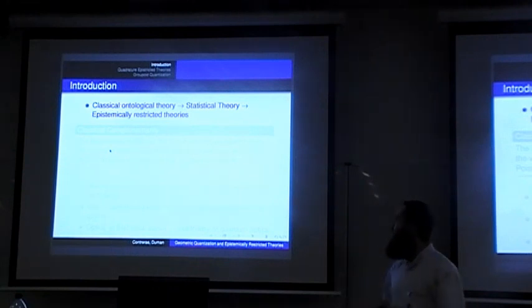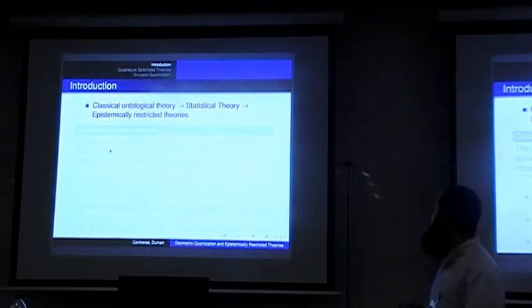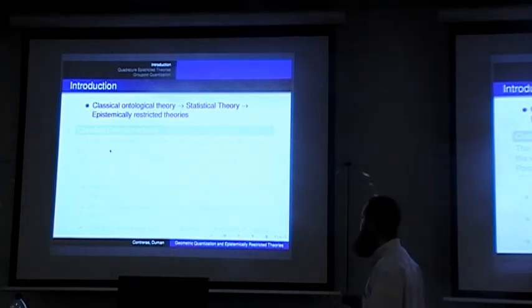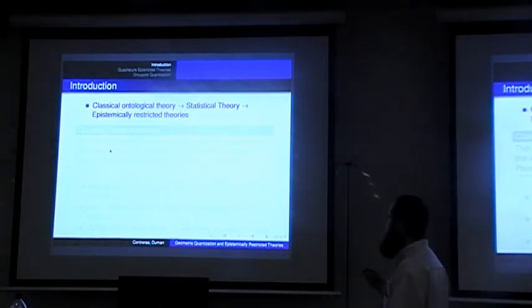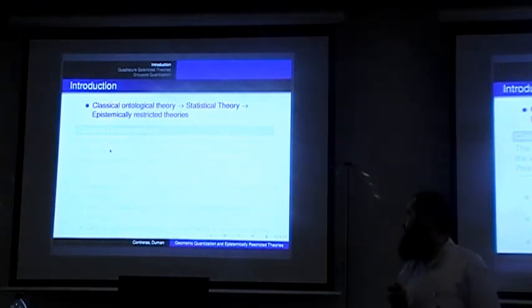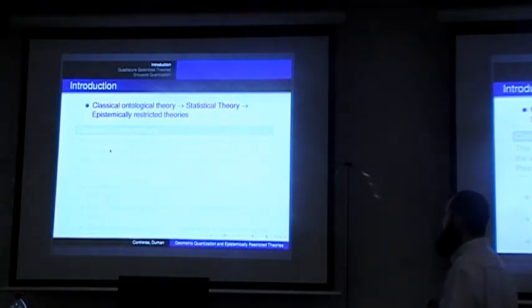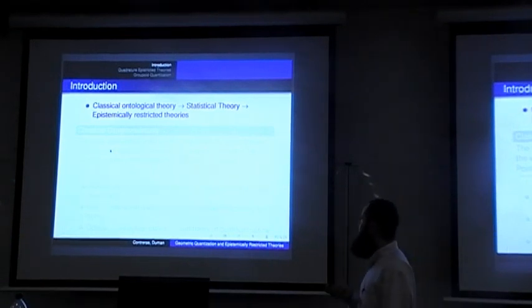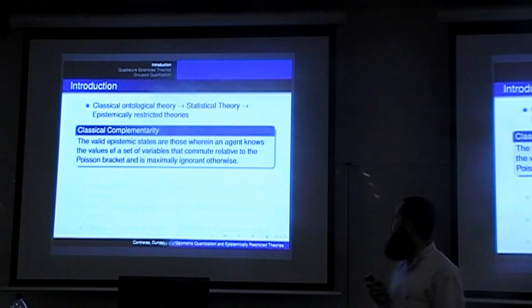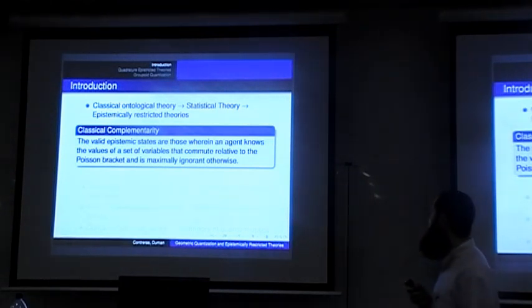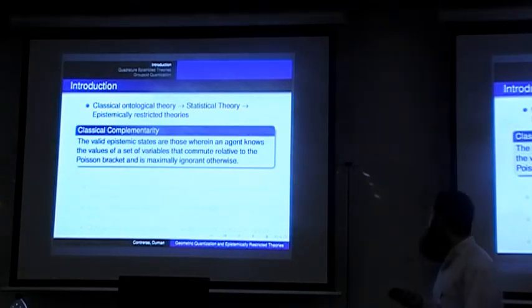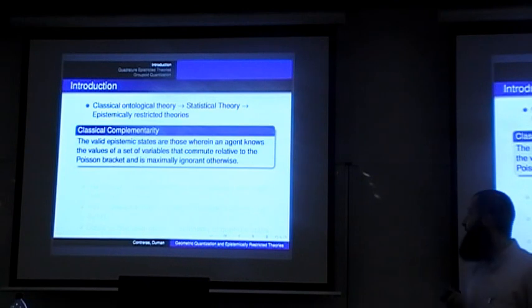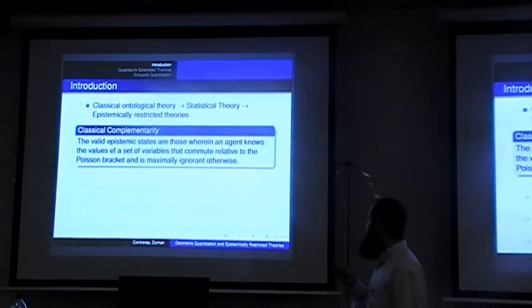statistical theory. So what kind of statistical states can be prepared in the theory? Basically we start with the classical ontological theory, and we get a statistical theory by just taking the statistical distribution over physical states. And we have the epistemic restriction, which we call classical complementarity: an agent can know only the values of the variables that commute relative to the Poisson bracket and is maximally ignorant otherwise. So here are some examples.